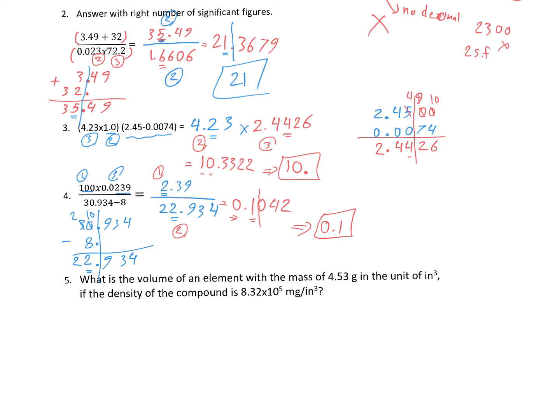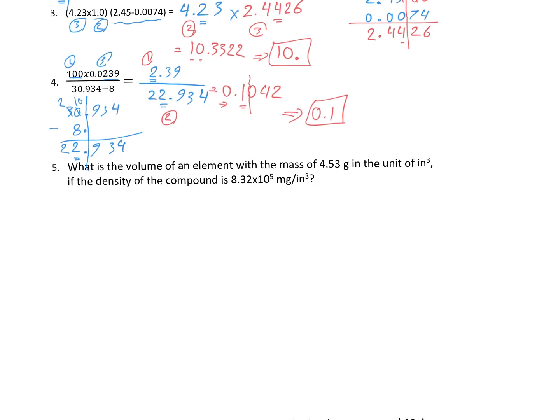I mean, the rest of them is just the same thing. Don't forget not to round until the last step. Underline the last significant figure so that you know how many sig figs you have in your answer. And don't forget the rule for addition, subtraction, it's the smallest number of decimal places. For division, multiplication, smallest number of sig figs, okay?